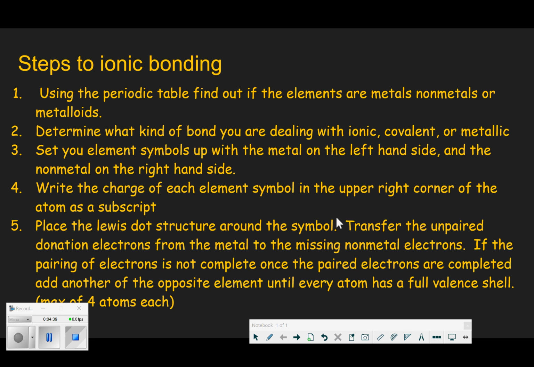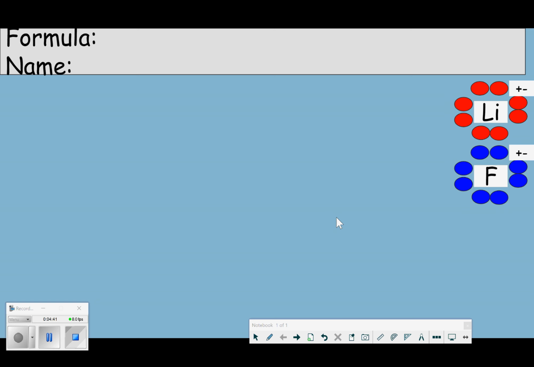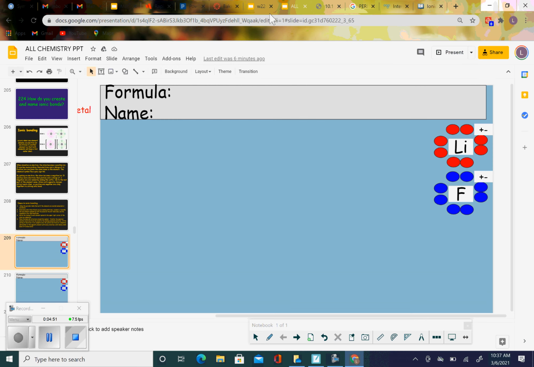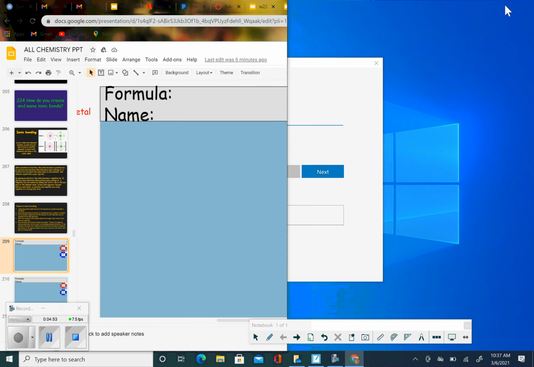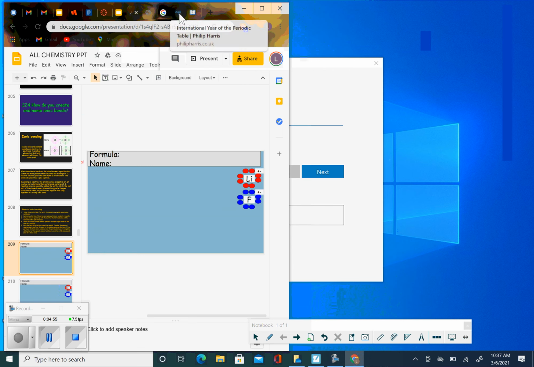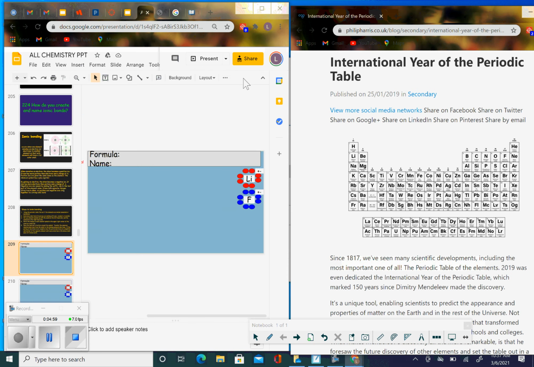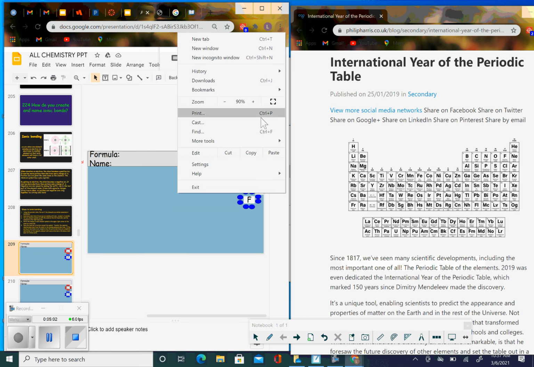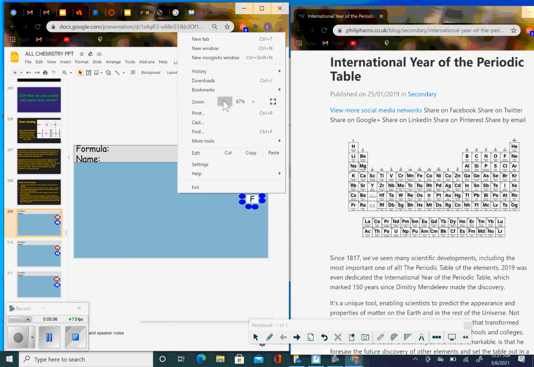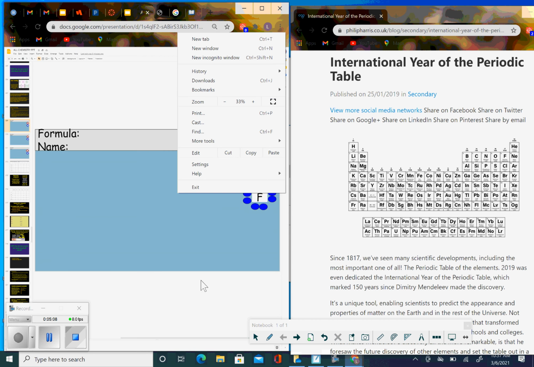So I know this all sounds like gobbledygook, so I'm going to go ahead and show you this. All right, so I need to go out of this mode. I need to split screen, and I've got to pull this over here. I'm going to change this so I can see more of this, so you can see what I'm doing.